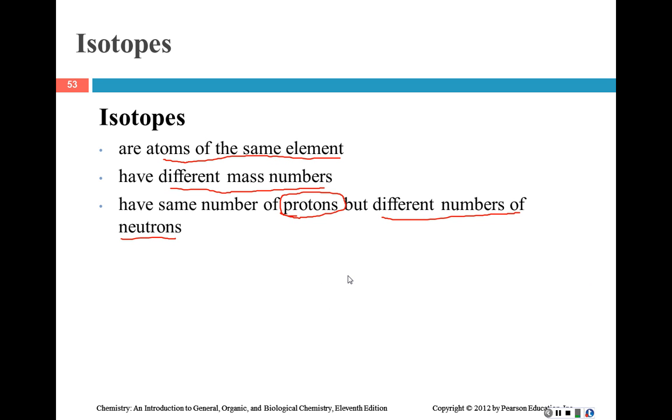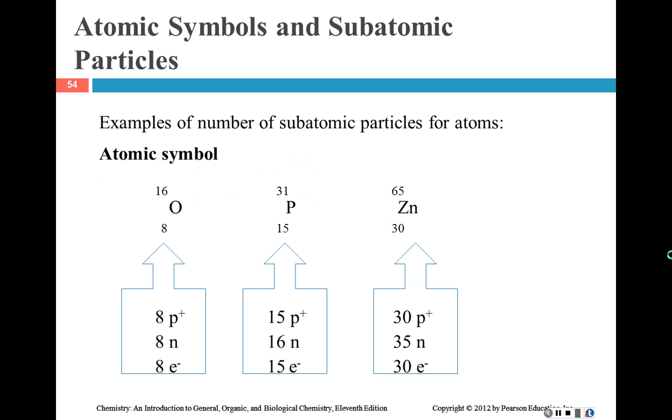So for example, if we have carbon, and carbon's mass number is 12 and its atomic number is 6, that means it has 6 neutrons. But what if it had more neutrons? Then it would have a different mass number. It would still have the same number of protons, so it would still be carbon, but it could be heavier, so it could have more neutrons.